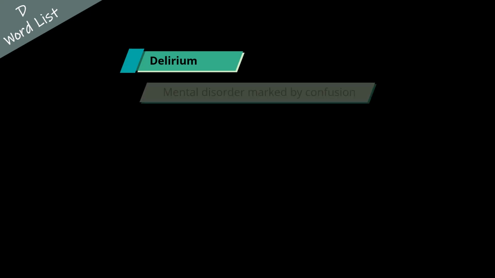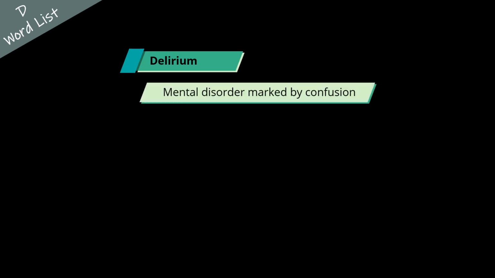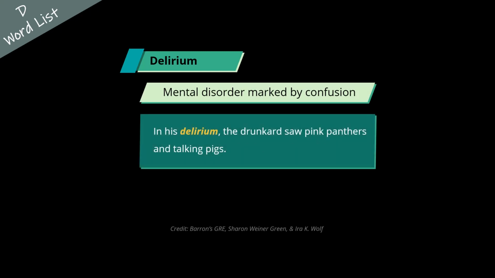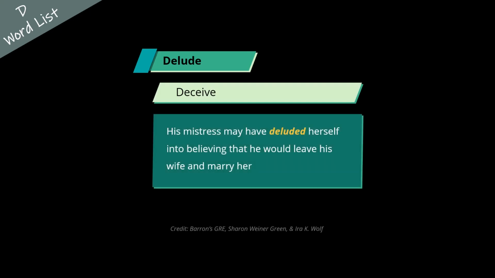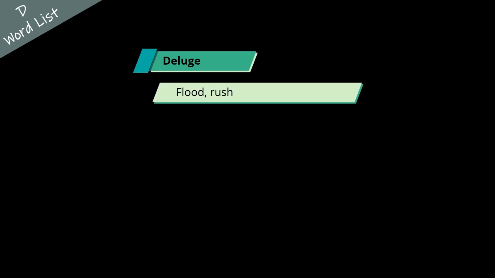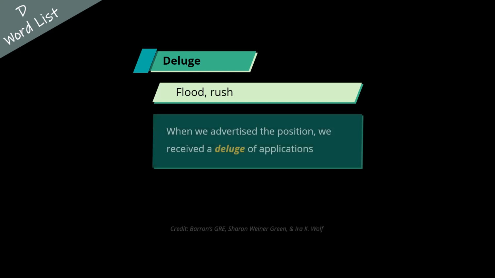Delirium means mental disorder marked by confusion. For example, in his delirium, the drunkard saw pink panthers and talking pigs. Delude means deceive. For example, his mistress may have deluded herself into believing that he would leave his wife and marry her. Deluge means flood, rush. For example, when we advertised the position, we received a deluge of applications.